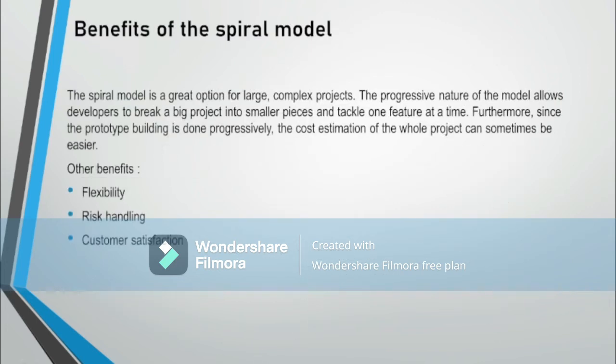Benefits of the spiral model. The spiral model is a great option for large complex projects. The progressive nature of the model allows developers to break a big project into smaller pieces and tackle one feature at a time. Furthermore, since prototype building is done progressively, the cost estimate of the whole project can sometimes be easier. Other benefits: flexibility, risk handling, customer satisfaction.